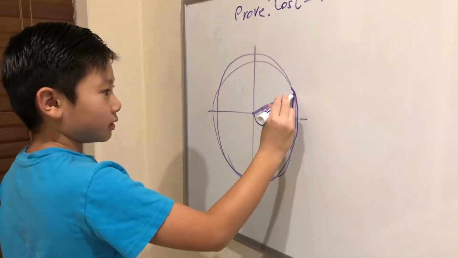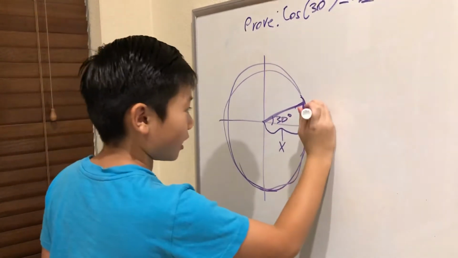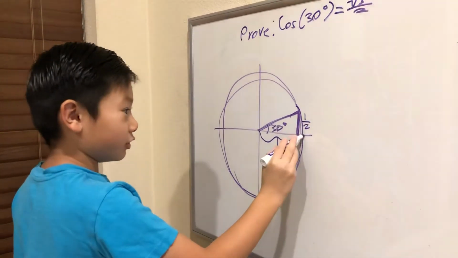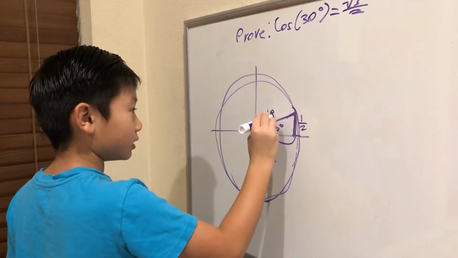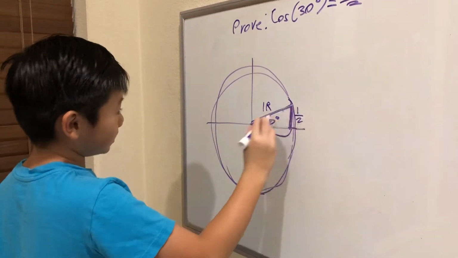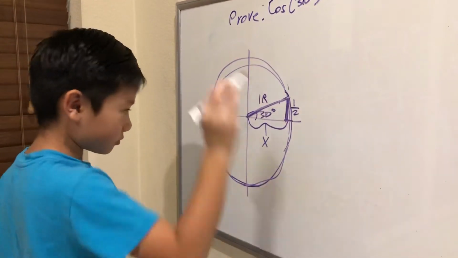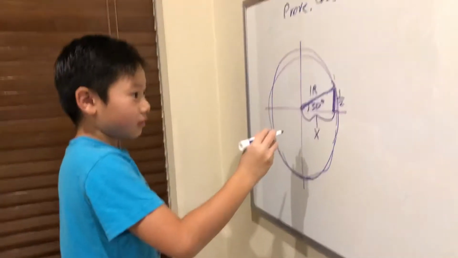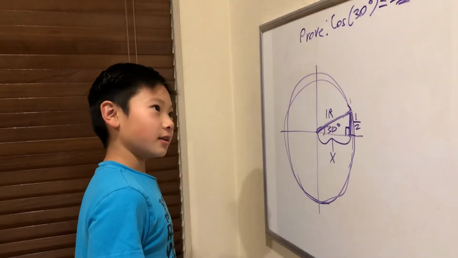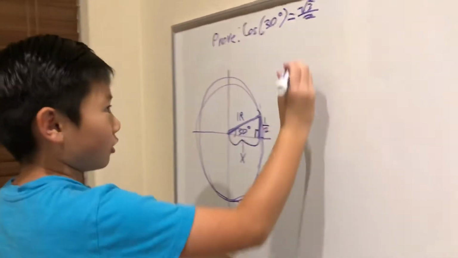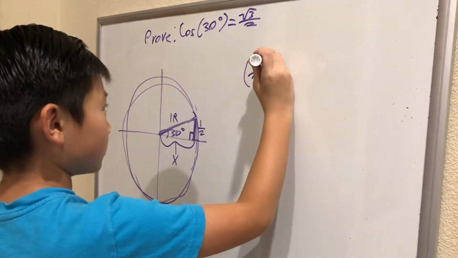Now we know that this side is 1/2 in my last video because I proved it like that. And this is 1 radius because it's the same as this. It goes from here all the way to somewhere here. Then draw a right angle. Now we draw our Pythagorean theorem model expression.